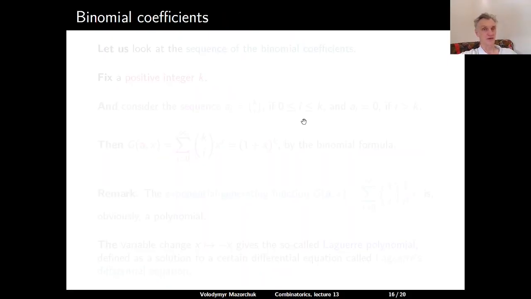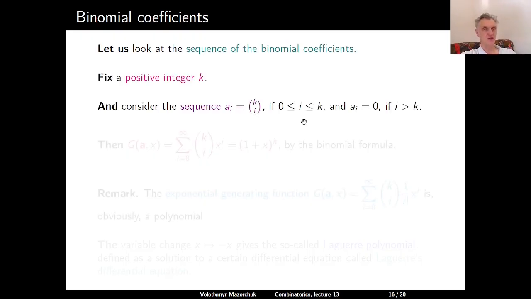Let us also look at a finite sequence, a sequence of binomial coefficients. So we fix a positive integer k and consider the sequence a_i equals k choose i for i between 0 and k, and a_i is 0 if i is greater than k. Then the ordinary generating function for the sequence is equal to the sum over all i from 0 to k of k choose i x to the power i, which is equal to (1 plus x) to the power k by the binomial formula.